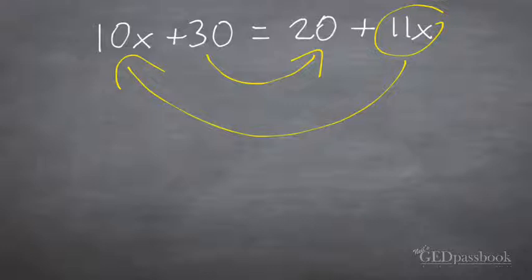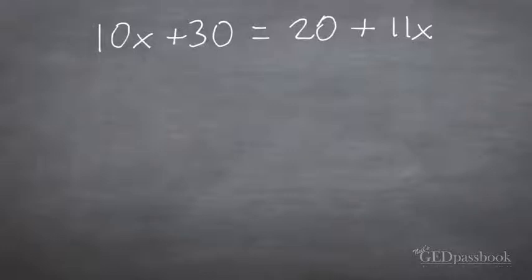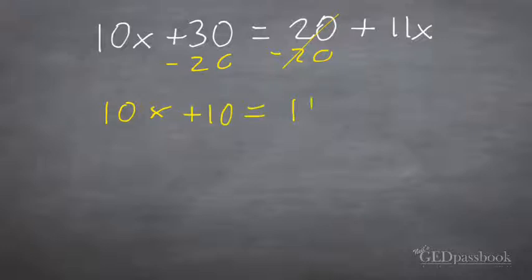So let's do your example. Let's move the 20. That's what you wanted, right? How do we move the 20? You subtract 20, and you subtract it from its like term, the 30, the other number. So now my problem looks like this: 10x, what's positive 30 minus 20? Plus 10, because positive 10, right? Equals 11x.